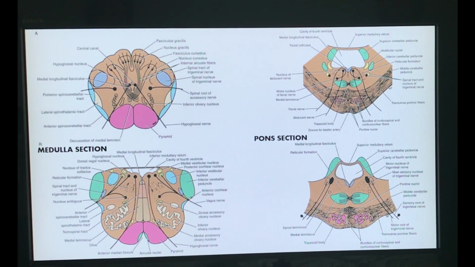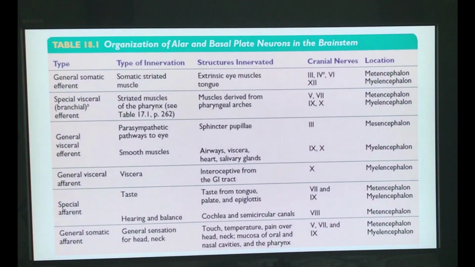The next is special visceral efferent. Why are they called special? Because they mainly supply the striated muscles which develop from the pharyngeal arches. There are mainly six pharyngeal arches; among them, the fifth pharyngeal arch is rudimentary. From the rest of the pharyngeal arches, mainly the muscles of the pharynx and the facial muscles develop. So the cranial nerves which supply those striated muscles developing from the pharyngeal arches are categorized under special visceral efferent.